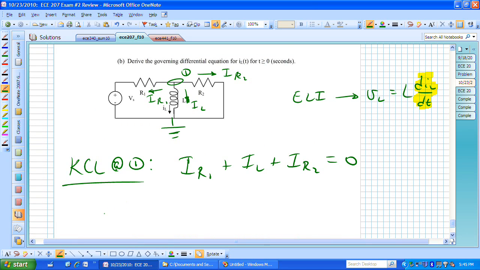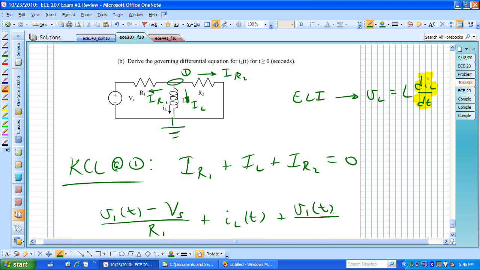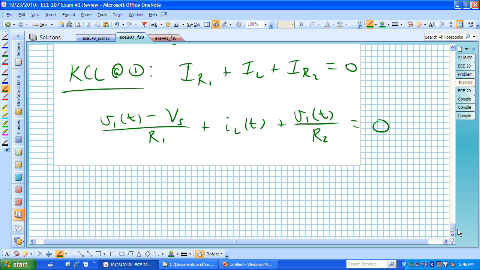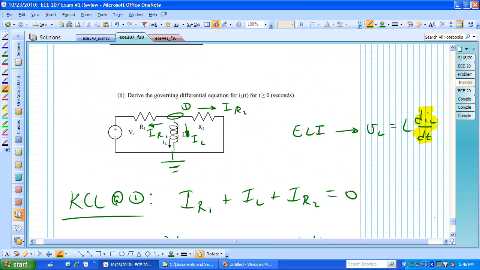I sub R sub 1 is just the voltage at node 1 minus the source voltage, over R sub 1. Then we have plus i sub L of t, and I sub R sub 2 is V sub 1 of t, the node voltage at node 1, divided by R sub 2, and that must equal 0. V sub S is given. i sub L is really the variable that we want to solve for, or write our equation with respect to.